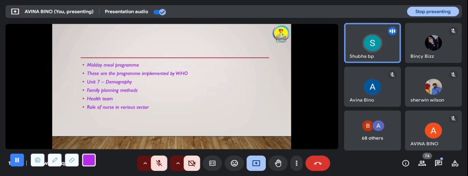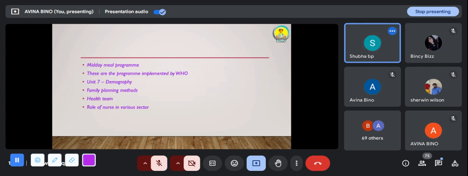in unit 7 you are going to face a question like what is demography. If they ask what is demography, you need to write the introduction, the plan, the government services, the infrastructure, everything in demography. And they will ask about family planning methods. Family planning methods may be asked as a long essay and also a short essay, for 10 marks, or sometimes for 5 marks.